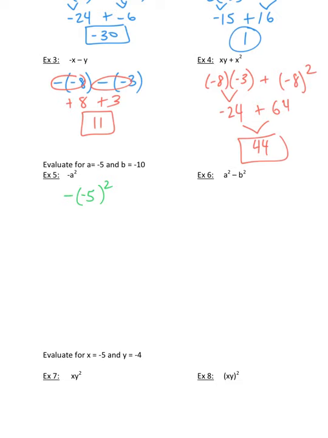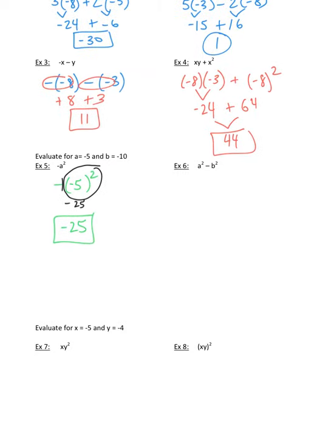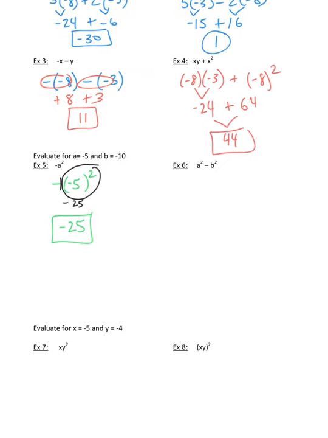The correct answer is it's negative 25. And the reason it's negative 25 is the order of operations. That first you do the exponents, which gives you a positive 25. And then this negative that you see in front comes down and turns it back into a negative. It's sort of like a negative 1 multiplying by that answer, turning it into negative 25. Okay, now would be a good time to pause the video and try example 6.